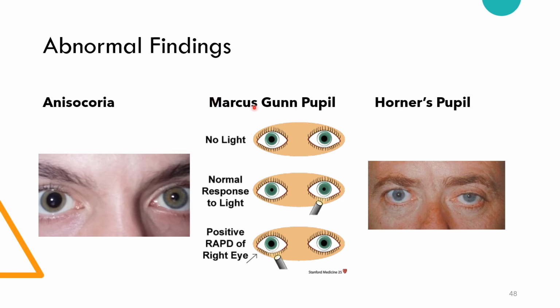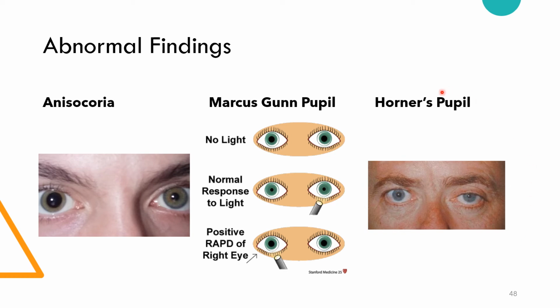In the middle, we have Marcus Gunn pupil, or an APD, and here we can see that the pupils are equal when there is no light. We can see a normal response to light when a light is shown in the left pupil. And then when the light is shown in the right pupil, we're seeing an abnormal response where the right pupil and the left pupil dilate. This indicates that there is an APD in the right eye. And again, this is something that should be brought to the physician's attention.